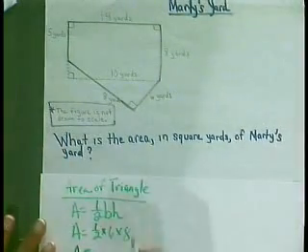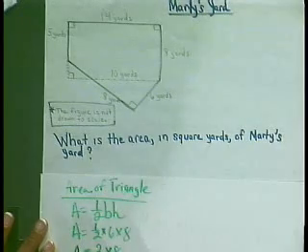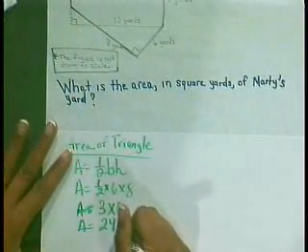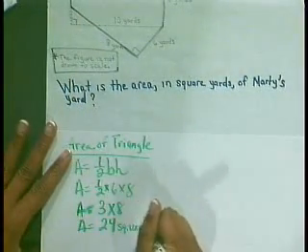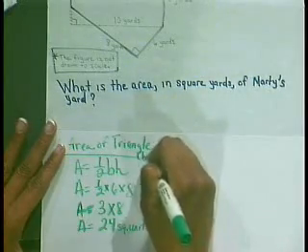Half of 6 is 3. So we get 3 times 8, and we get area is equal to 24. And again, it's going to be square units. So that's the area of a triangle. Let's call this the bottom triangle. This is the bottom.